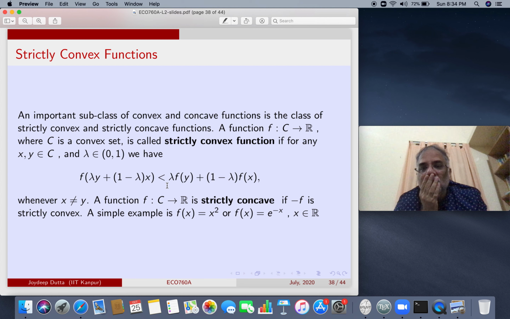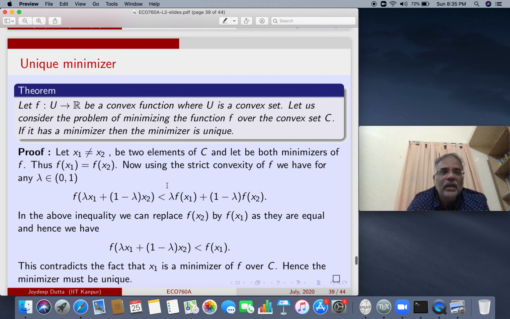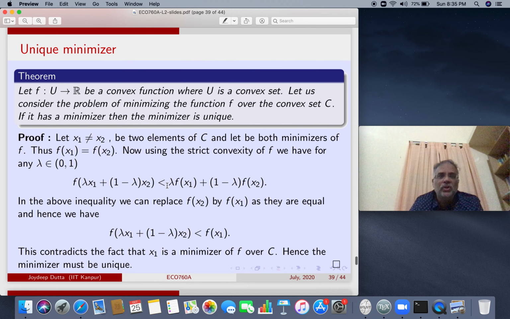So what I am trying to say here is that this function f(x) equal to e to the power minus x is a strictly convex function that does not have a minimizer. f(x) equal to x square has a minimizer. So if a strictly convex function has a minimizer, that minimizer has to be unique. It cannot be more than one. Why does it have to be unique?